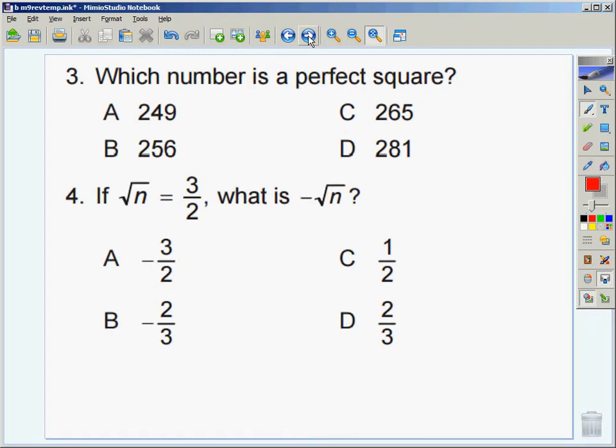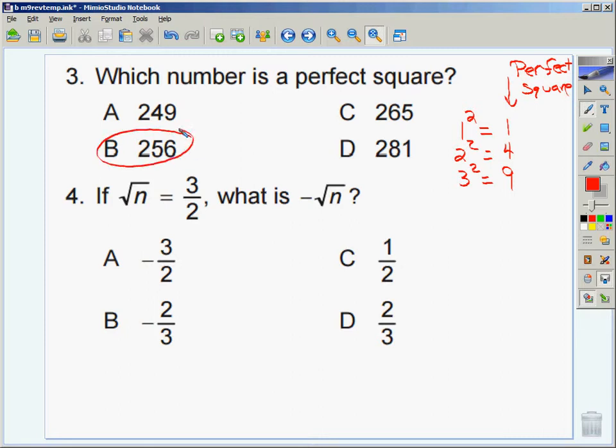Which of the numbers is a perfect square? If it is a perfect square, it means that I can take the square root of it, which is why we've spent so much time talking about the list of numbers that creates perfect squares. Remember, this side actually is a perfect square. And we'd have to work our way up the list until we came up to 256, because 16 squared equals 256.